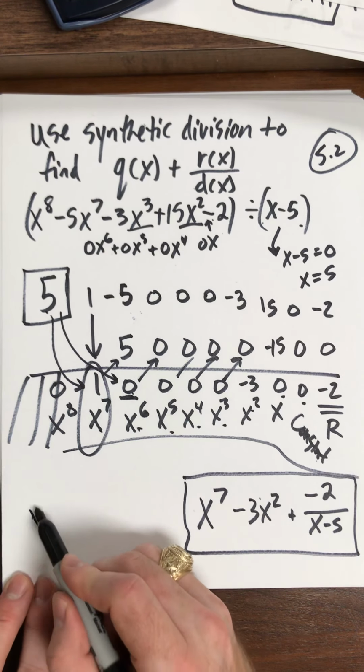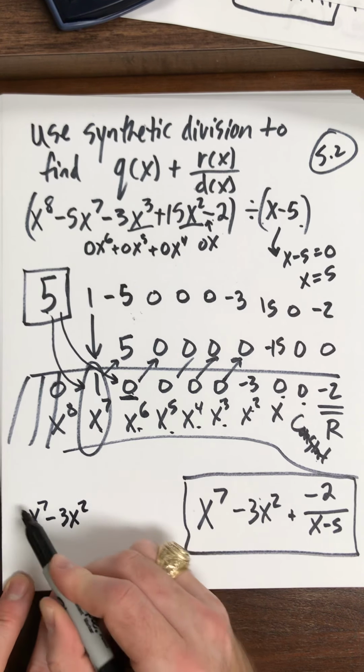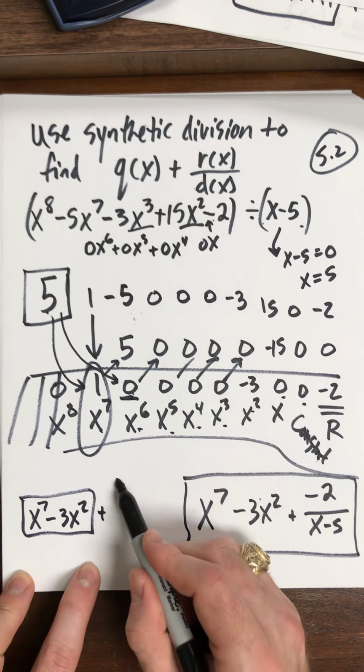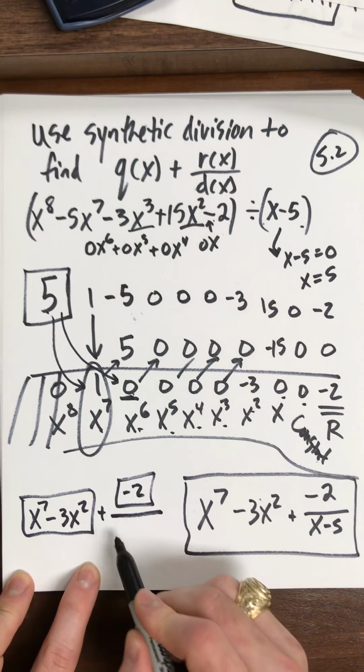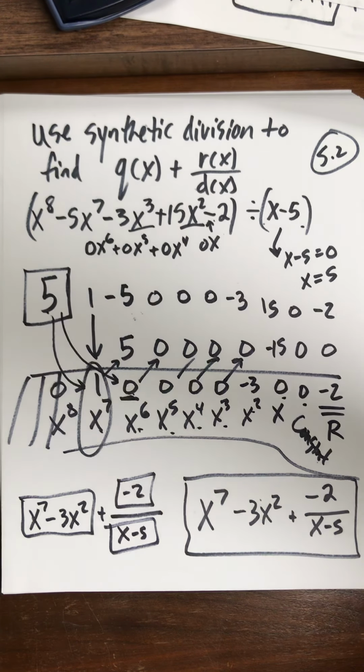So they might want you to write it x to the 7th minus 3x squared in one box, and then plus, and then maybe a negative 2 up top, and an x minus 5 in the bottom part of the box. All right, guys.